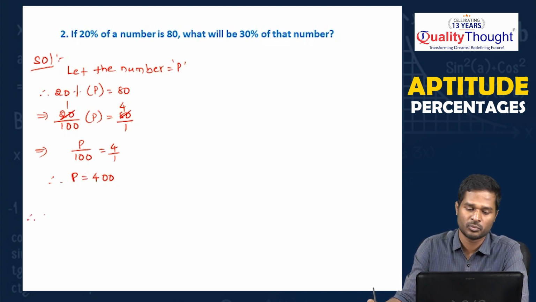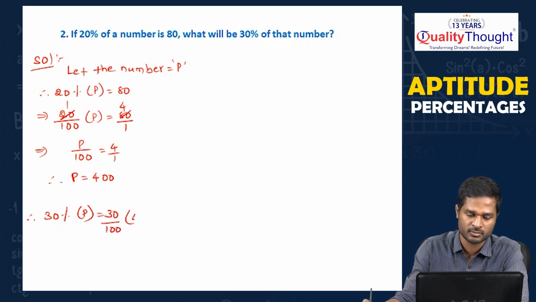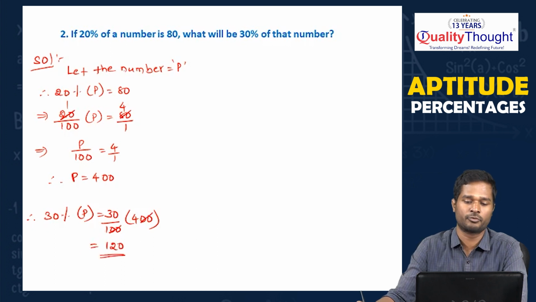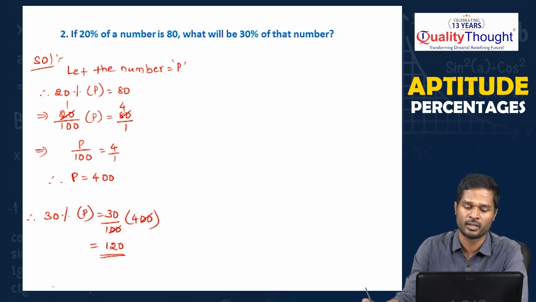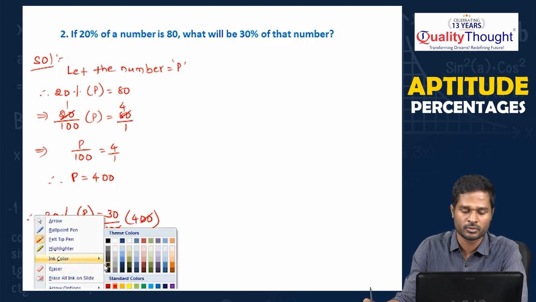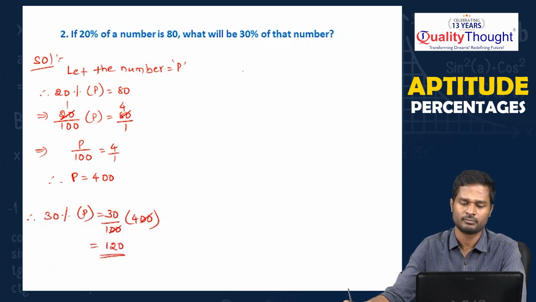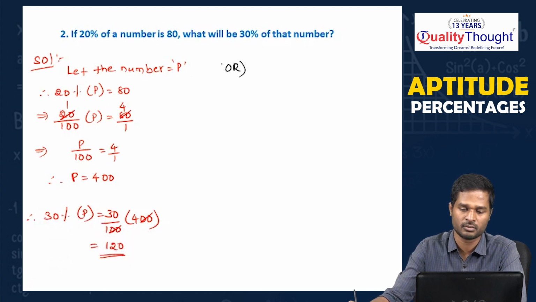Therefore, what he is asking, what will be 30 percentage of that number? So, 30 percent of p means 30 percent of 400, which we just calculated. The zeros will cancel, and 30 into 4 is equal to 120. So, 20 percentage of a number is 80, then 30 percentage of the same number will become 120. Let us try to do the same question in another method, not needed so long. Let us see how we can do it.